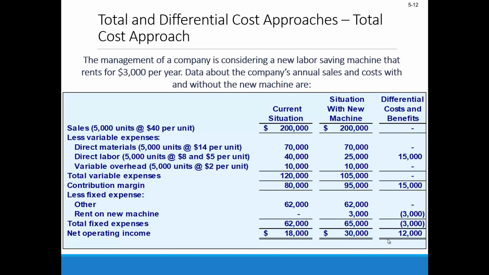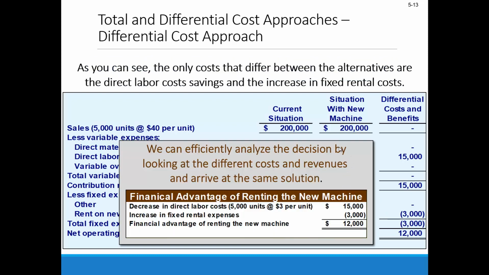We can also see here, laid out on the far right, the differential costs and benefits of the two scenarios. So that really helps us isolate the change in labor and the corresponding change in the rent on the new machine, and what those things combined do to net operating income. So really, if we take this differential cost approach, we can be a little bit more efficient in our analysis, just looking at the two specific items that change rather than looking at everything that doesn't change as well.